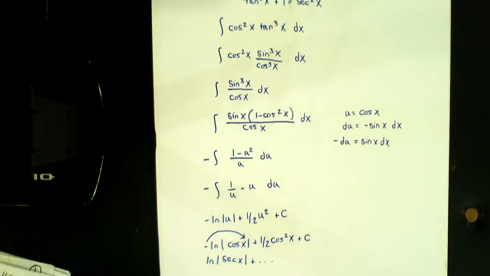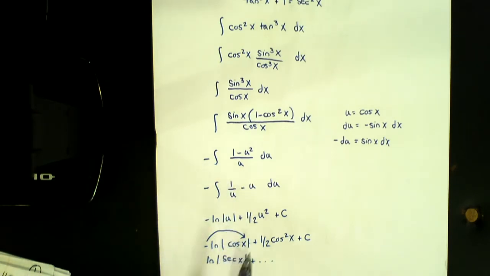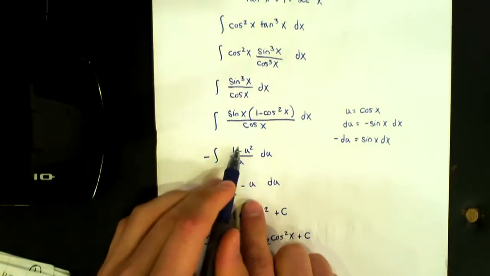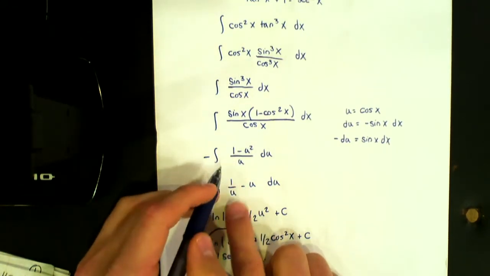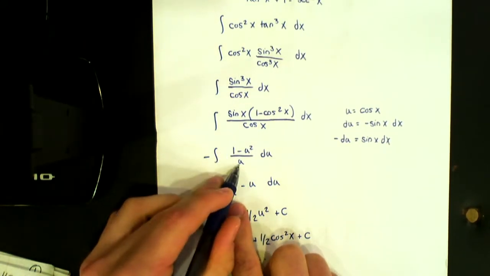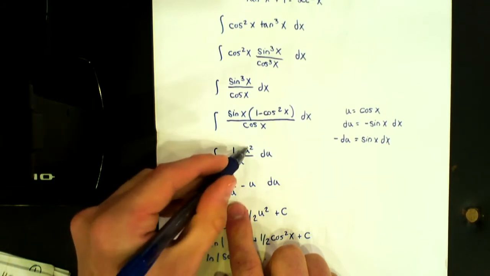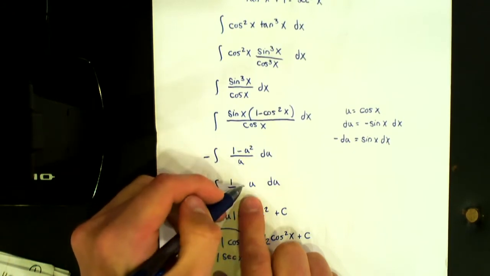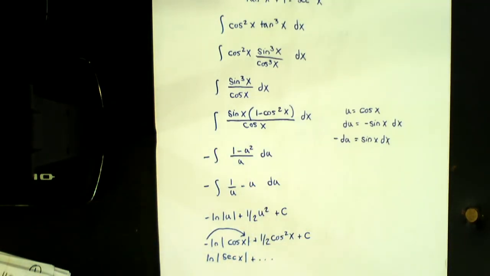All right, so how do I transform this part? Okay, I just split it up. So when there's only one term in the denominator, you can split up the numerator into 2 terms. So 1 over u minus u squared over u. And minus u squared over u becomes minus u.